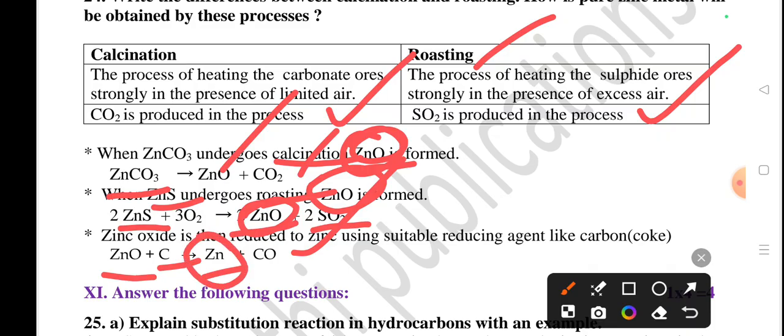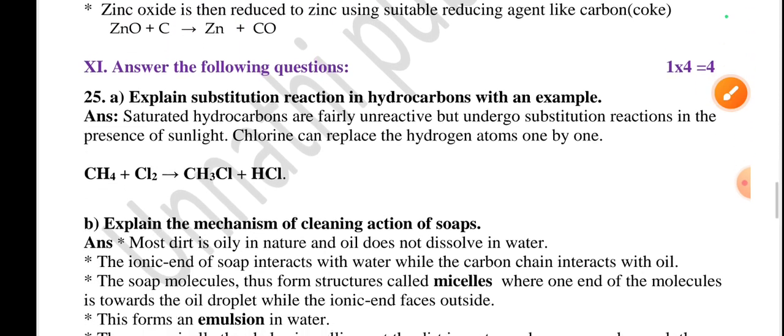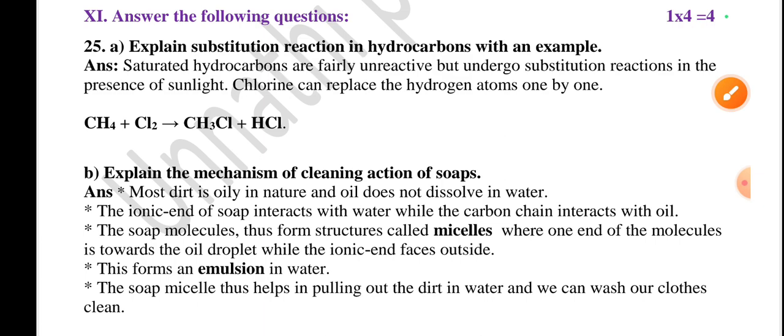And in the last step we get pure zinc metal. Question number 11. Answer the following questions. It's a 4-mark question. One question they ask: explain the substitution reaction in hydrocarbon with example.